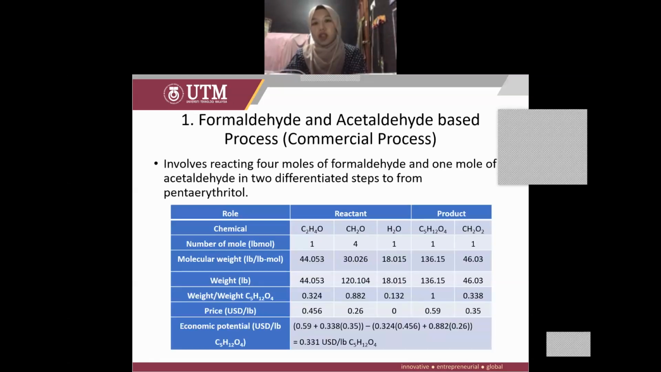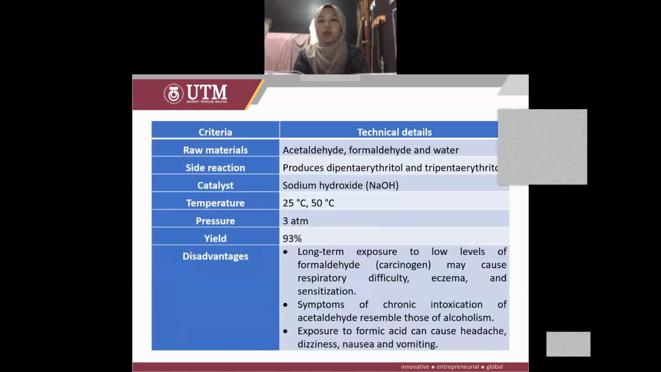And for the process selection, we have chosen 4 reactions. The first reaction is the reaction of formaldehyde and acetaldehyde. This process involves reacting 4 moles of formaldehyde and 1 mole of acetaldehyde to produce pentaerythritol, and the economic potential is 0.331 US dollar per pound of pentaerythritol. Next. So these are the technical details and also the disadvantages of reaction 1. Next.